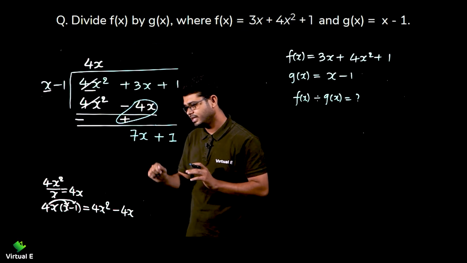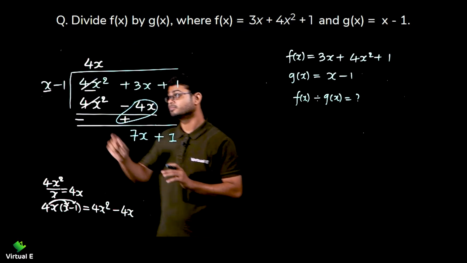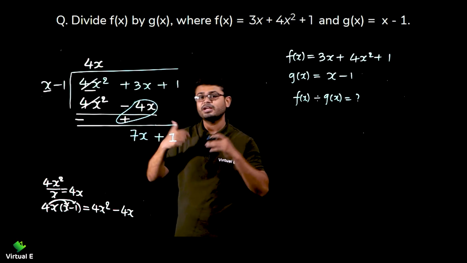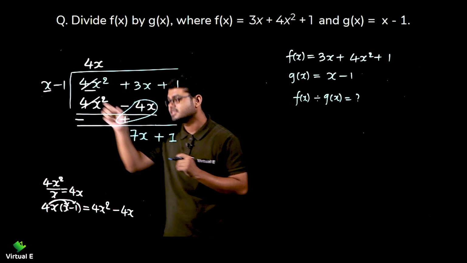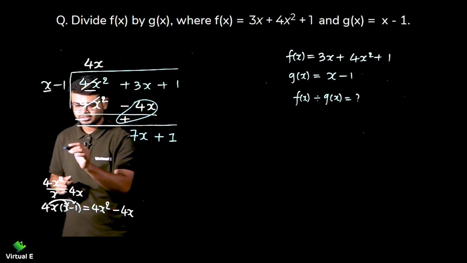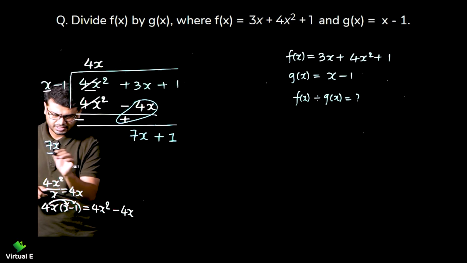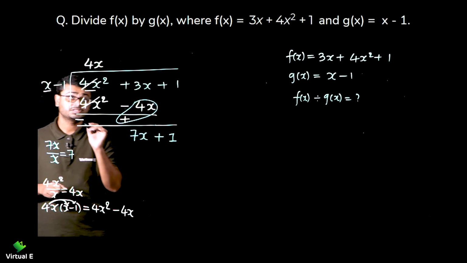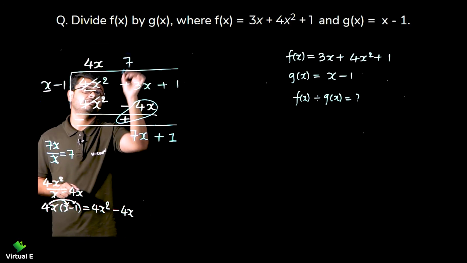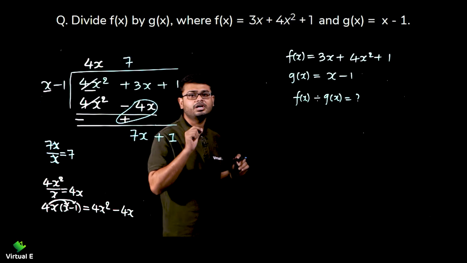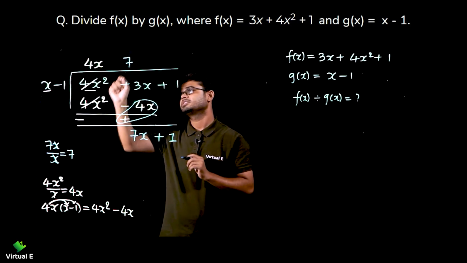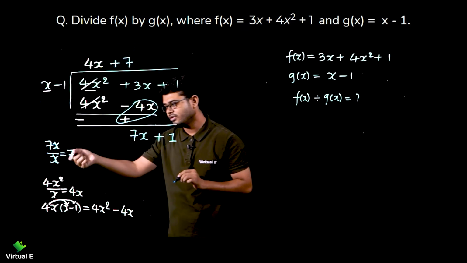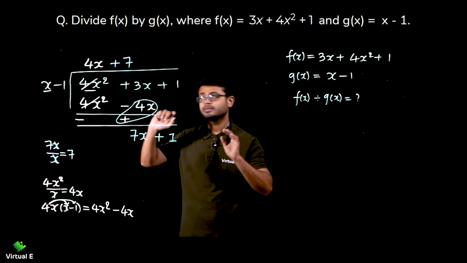Now let's move to the next step. Again, previously we did 4x squared divided by x. Here as well we are going to repeat the same step, 7x divided by x. So let's write 7x divided by x. x will get cancelled, so what's left? 7. Now about confusion with the sign: if there is no sign, then put plus here, and if there is negative already, then we'll keep it negative only, right?